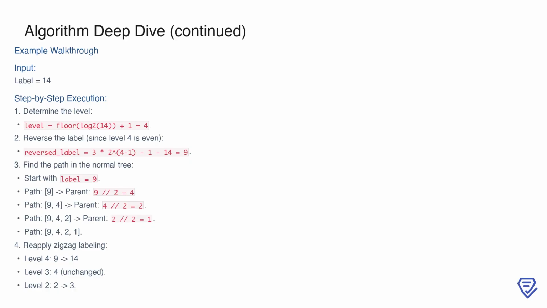Next, we find the path in the standard binary tree. Starting with label 9, we add it to the path, then move to its parent by dividing by 2. This gives a path of 9, then 9, 4, then 9, 4, 2, and finally 9, 4, 2, 1.